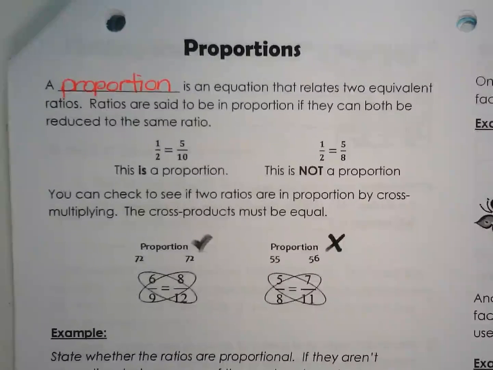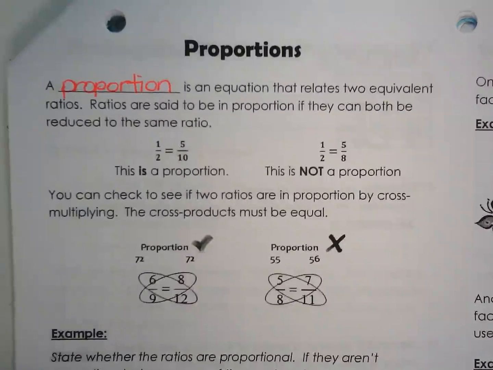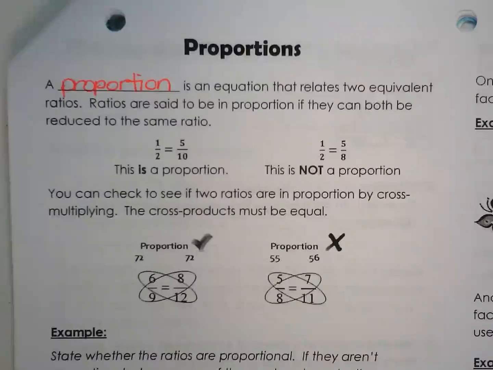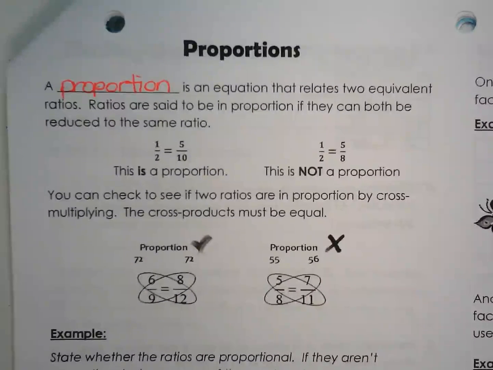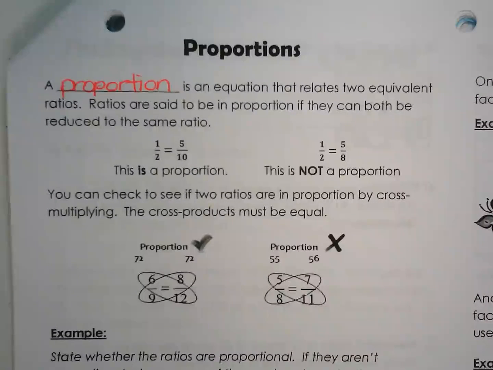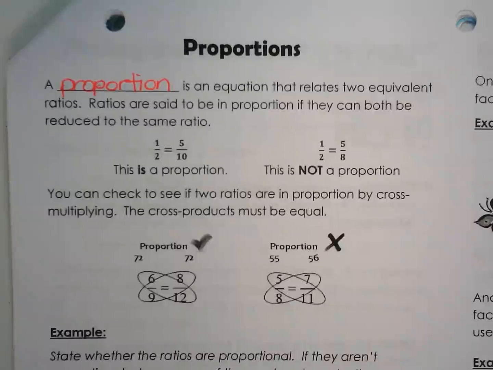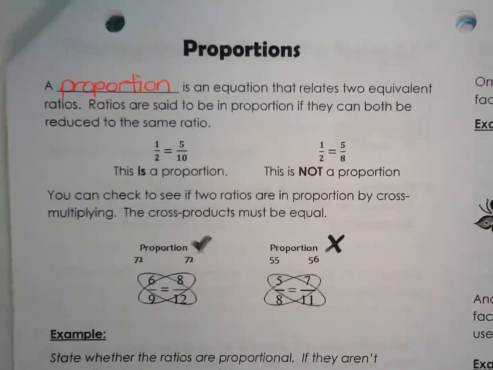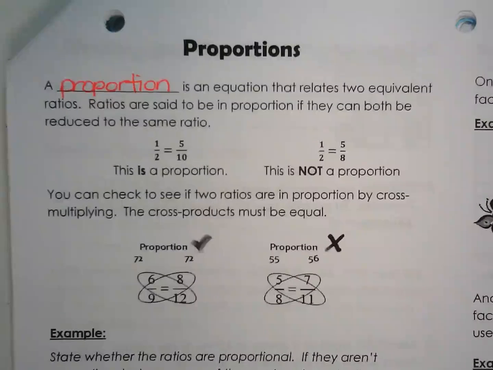Well, guess what? We have been relating two different ratios since we started this unit. We used ratio tables. We used simplifying. We did a whole lot of things where we looked at equal ratios, okay? We're not doing much different here today. What we are doing is finding ways to verify or to prove that two ratios are equal. And when they're equal, they are in proportion, okay?